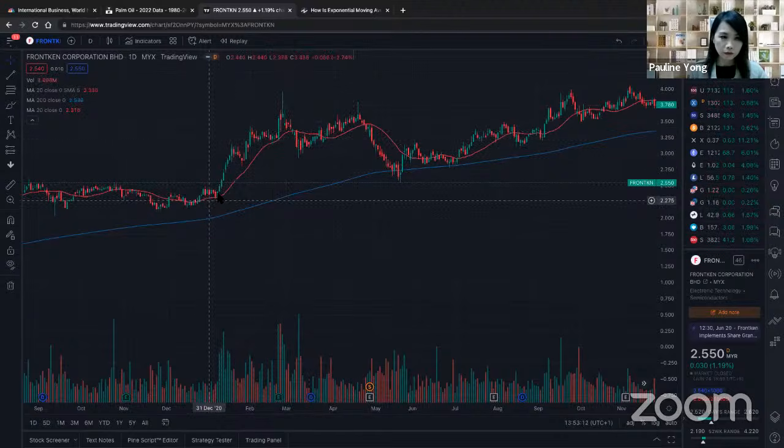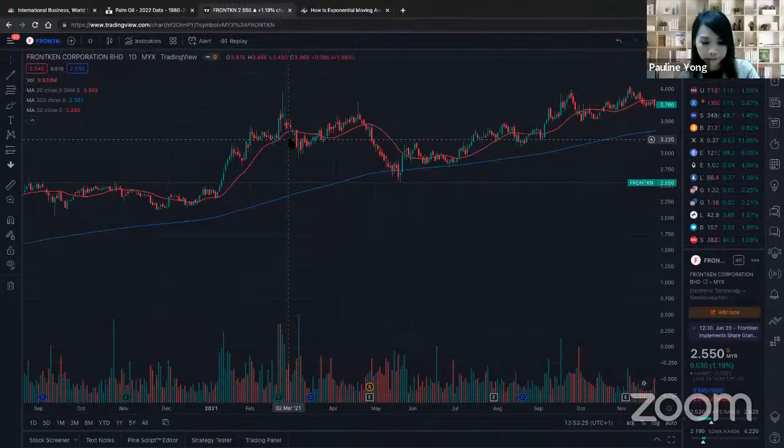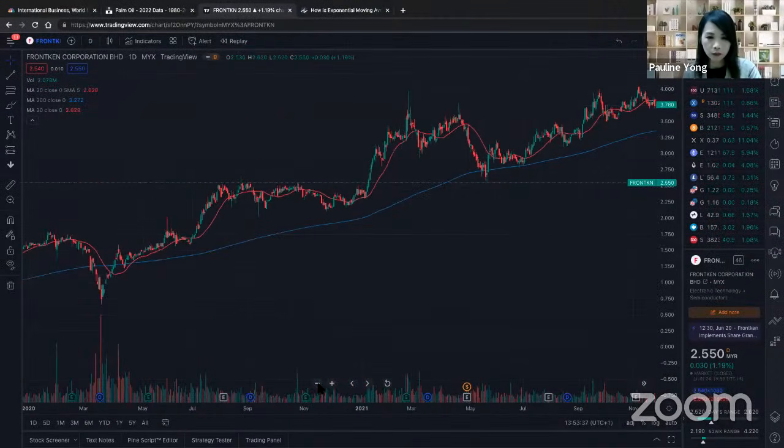So when the price is above the line, you buy. When it crosses down, you sell. Cross up, buy. Cross down, you sell. So this gives you a signal to buy and sell. And that 20-day is for short term, and that 200 days is for long term. However, I have to say that you cannot just use the moving average alone without the trend line.